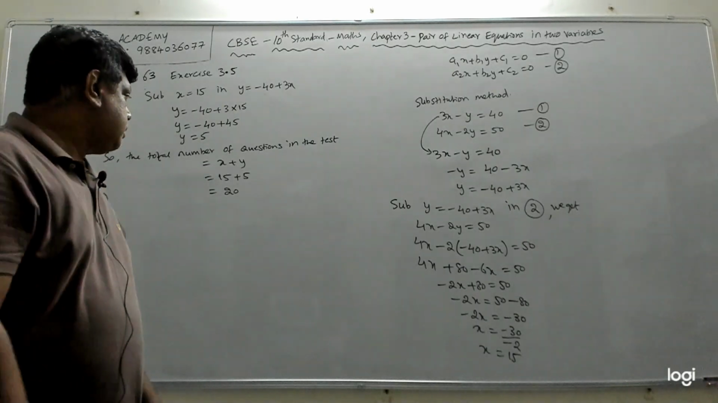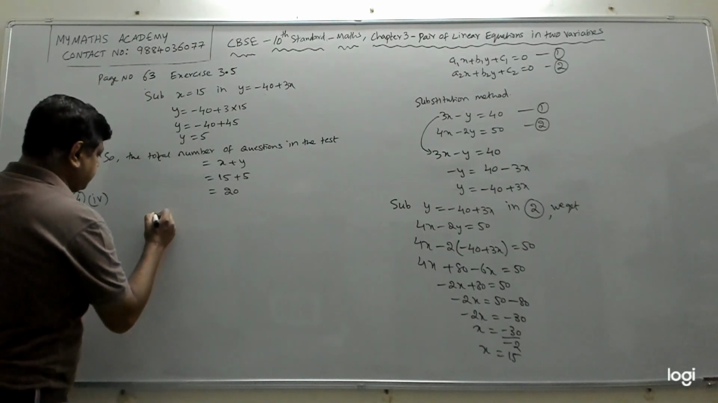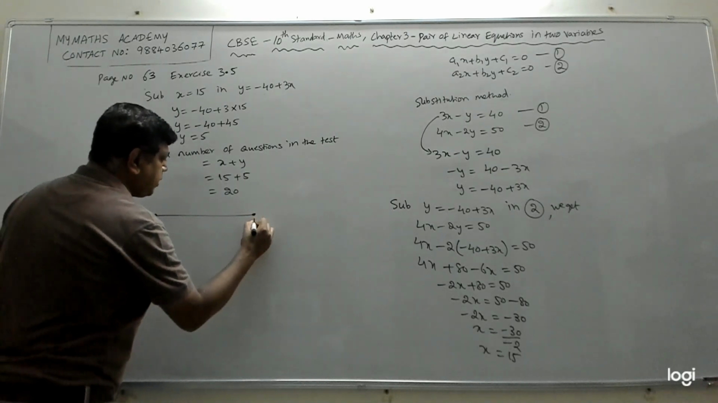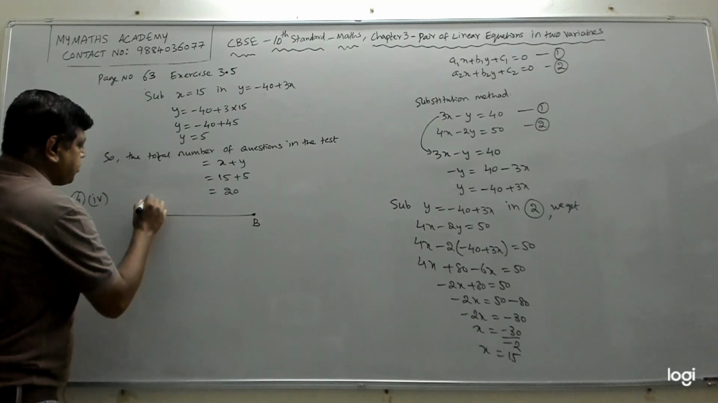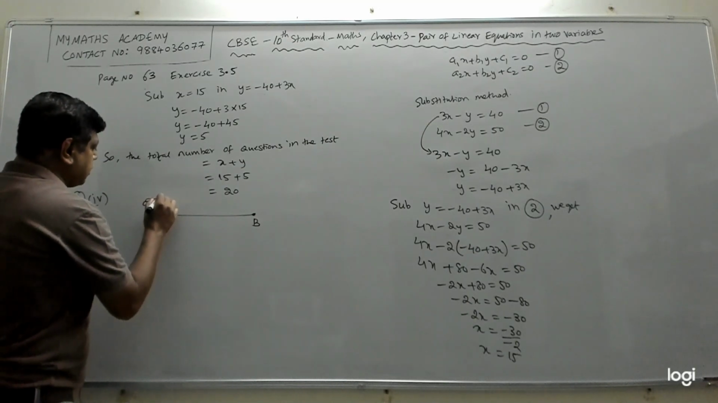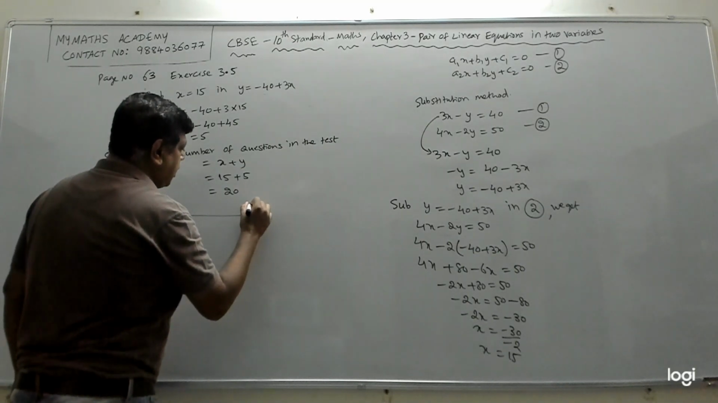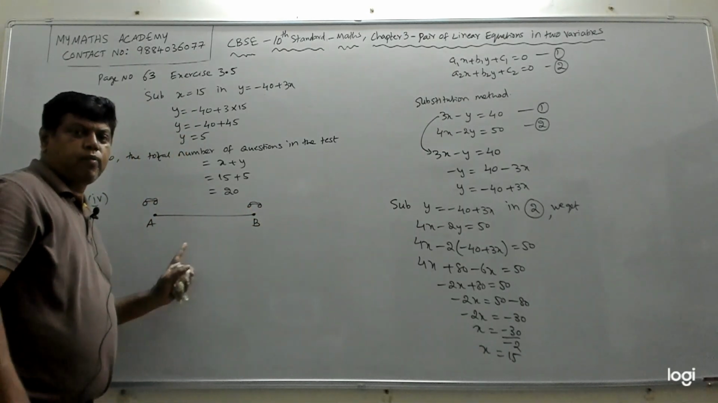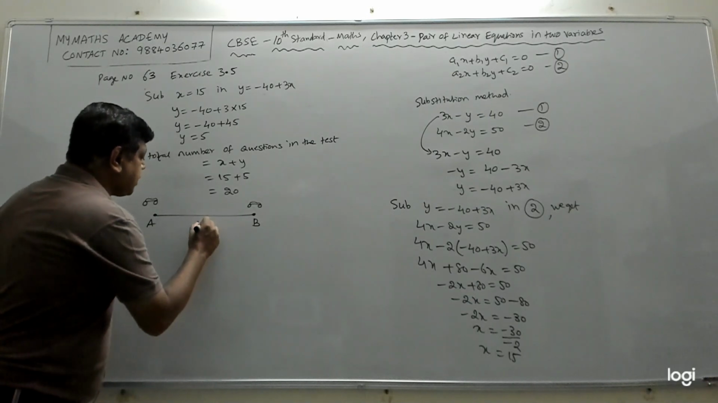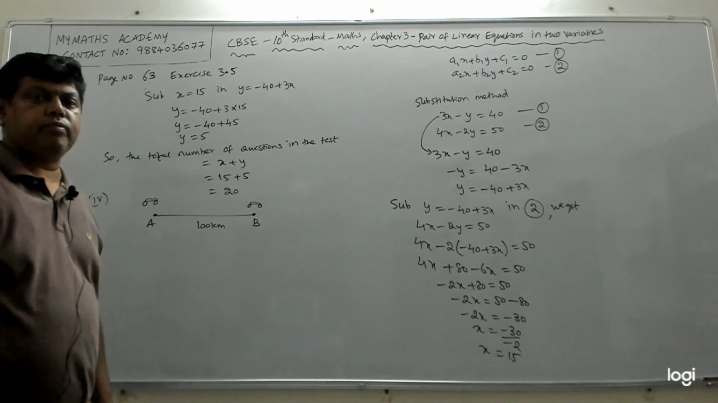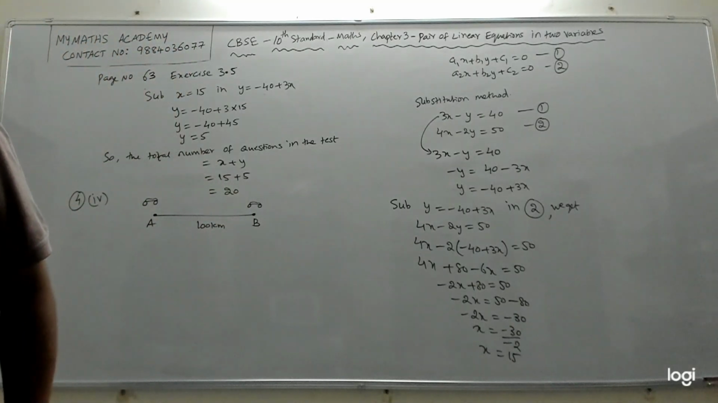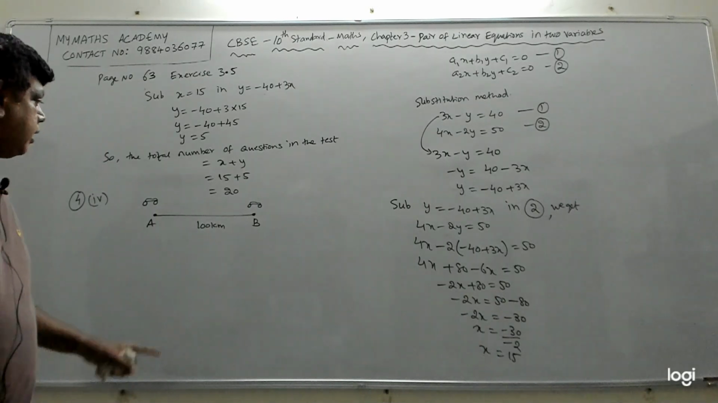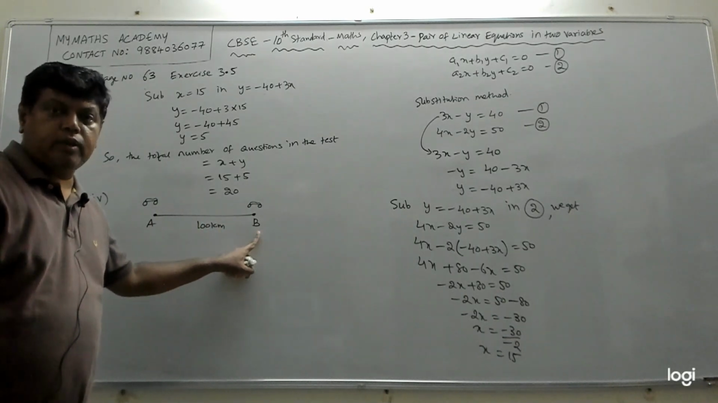So there are two cars, right? They are starting from two points A and B. There is a point A, there is a point B. One car is starting from here, suppose this is a car. There is another car starting at B. One is at A, one is at B, and the distance between A and B is 100 kilometers. That is given. One car starts from A and another car starts from B.